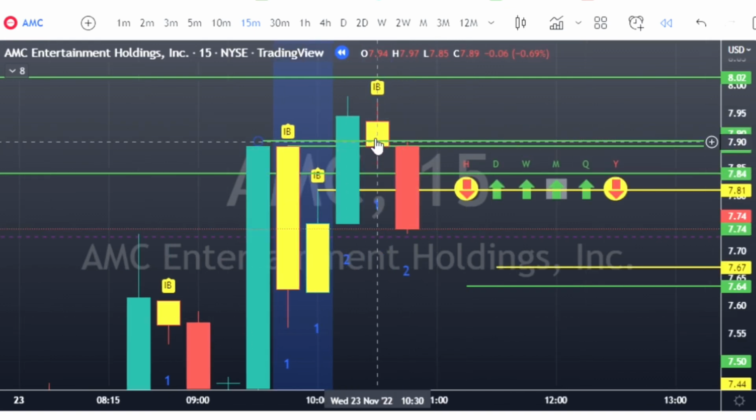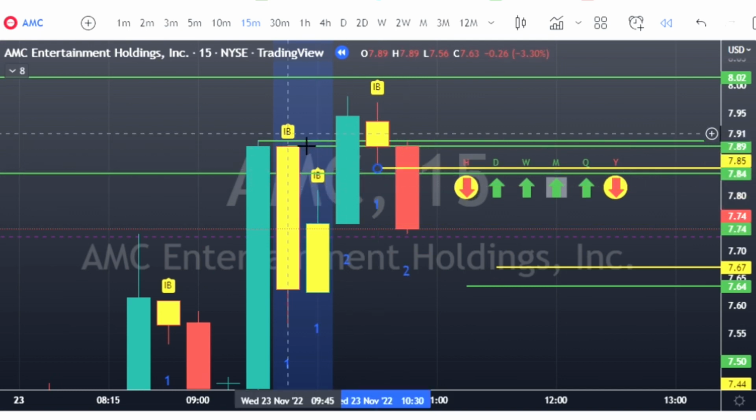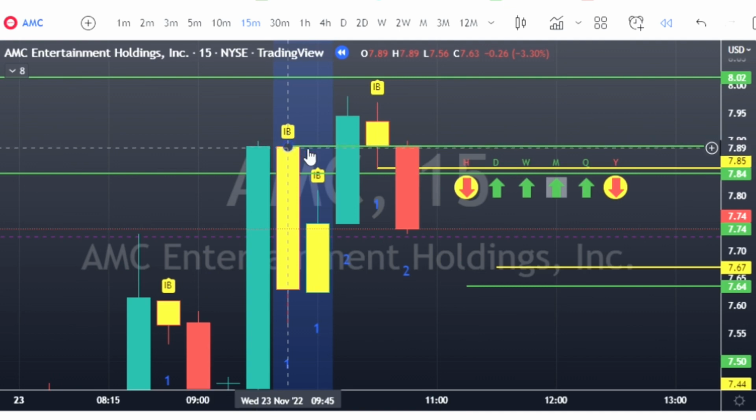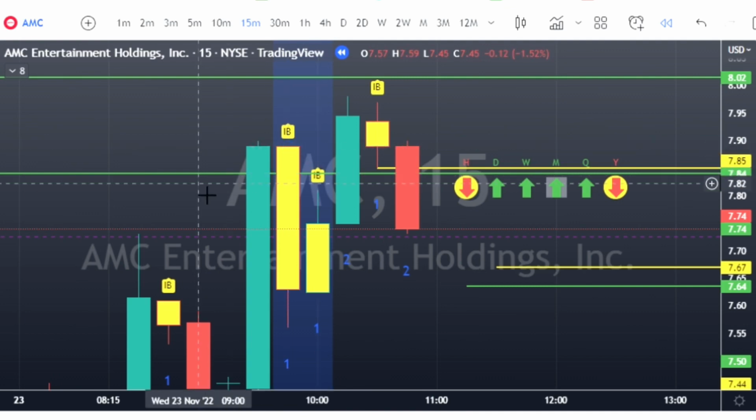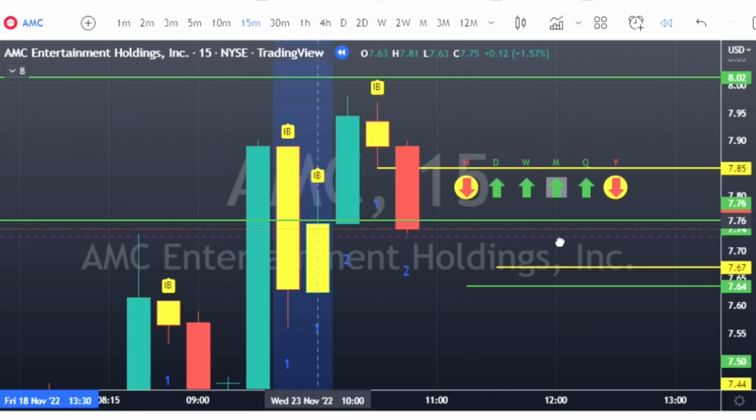Okay, this is another inside bar. Can you take the break of it? You most definitely can. Okay, let's get rid of this one. Let's get rid of that one. And let's move this target.